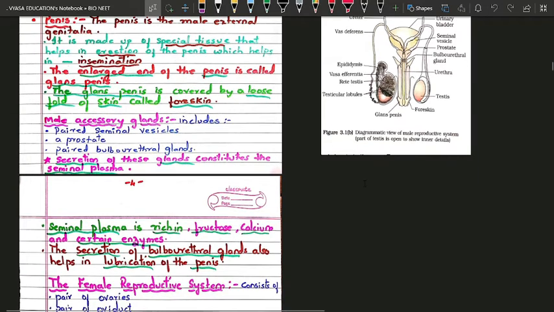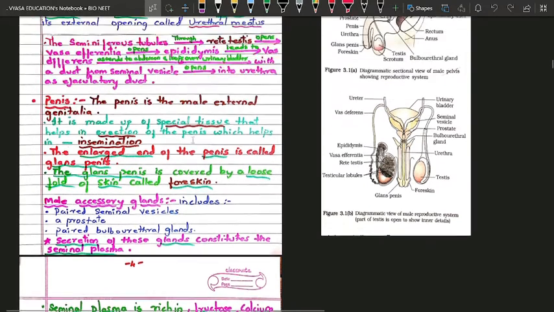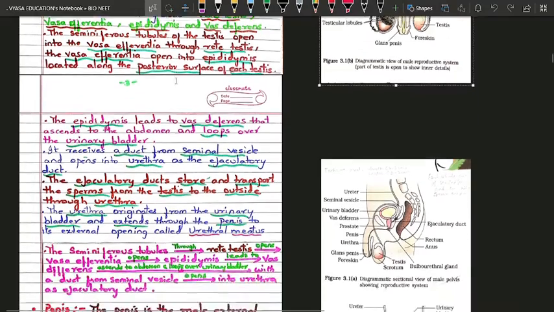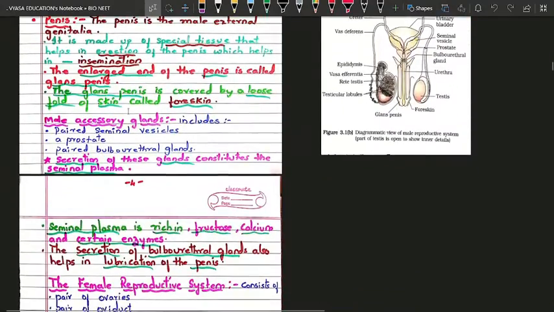Let us see the male accessory glands now. So what all have we seen here? We have seen the accessory ducts. This is very important for the board also. Now, the male accessory glands. This also is important for the board.